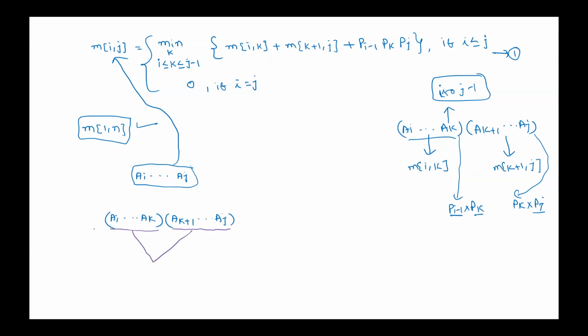So how many multiplications are required to get the first part? M of i comma k. How many multiplications are required to get the second part? M of k plus 1 comma j.